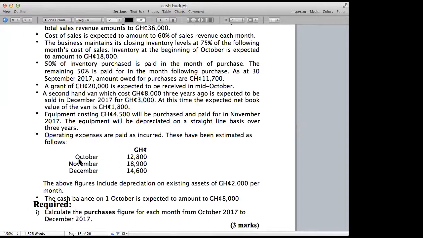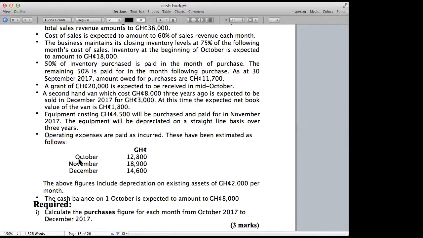The next note says that operating expenses are paid as incurred. So you pay your operating expenses as incurred. Don't forget that it is the paid amount that we want. You should exclude all non-cash items. Now these have been estimated as follows, for October, November and December.